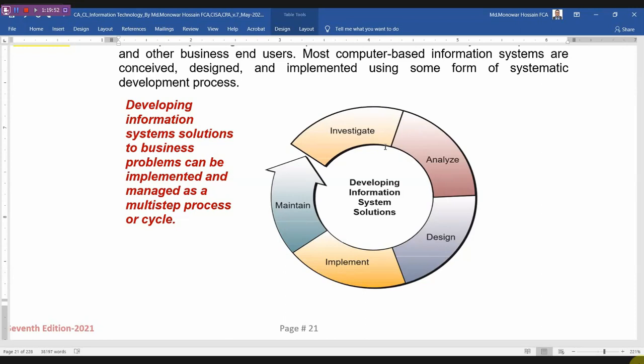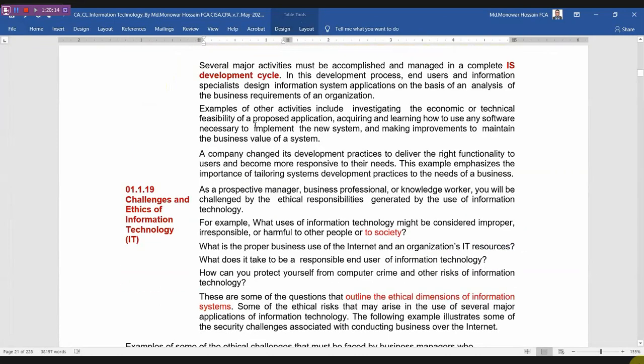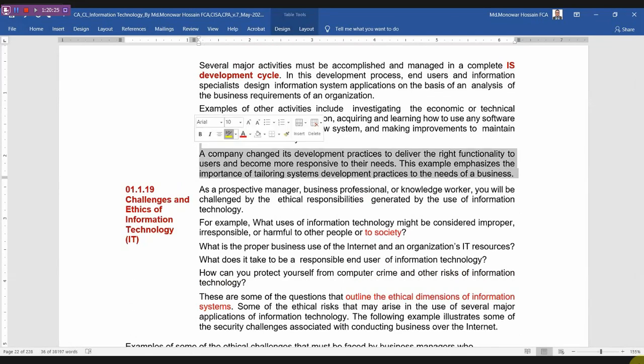This is the cycle, or we can say the process. The first stage is to investigate which system we need, then analyze it and design it, implement it within the organization, then maintain it continuously. So developing an information system solution is that one. Here he is saying that a company changes development practices to deliver the right functionality to users and become more responsive to their needs. This example emphasizes the importance of tailoring system development practice to the needs of a business.